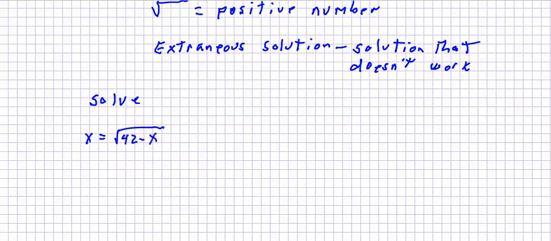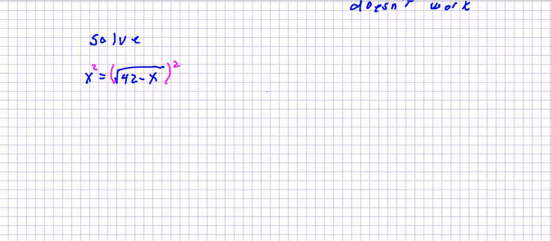Now, we have a radical by itself. I'm going to emphasize that. The radical is by itself, so we square both sides. Remember, you must use parentheses. So now I have x squared equals 42 minus x. Now you can solve this any way you want. You can complete the square, use the quadratic formula, factoring, whatever. I'm going to use factoring.